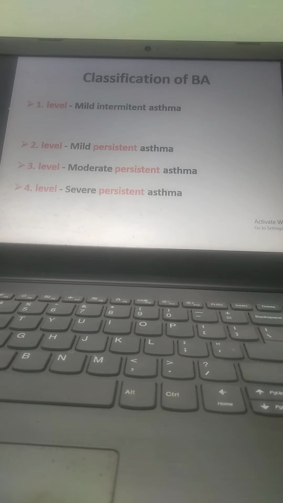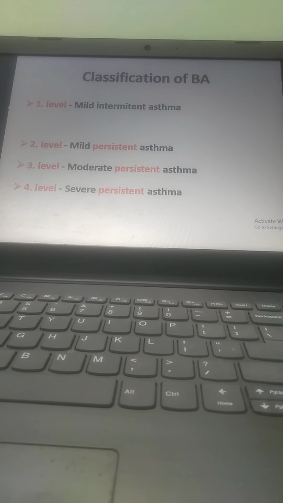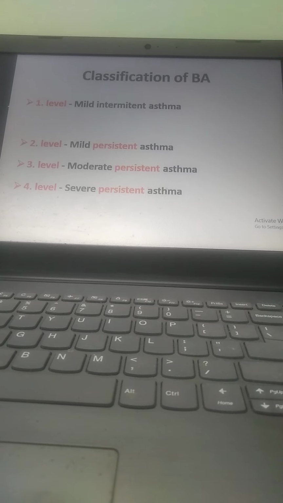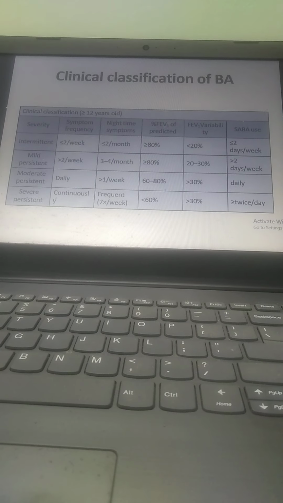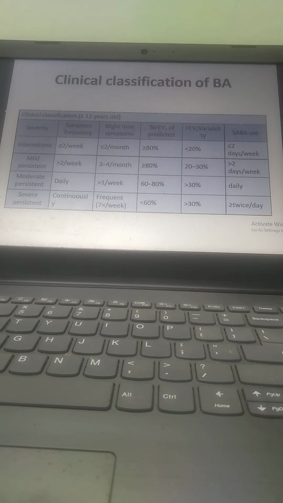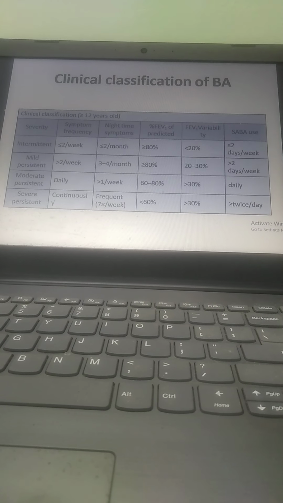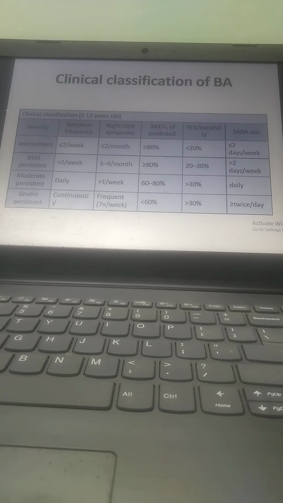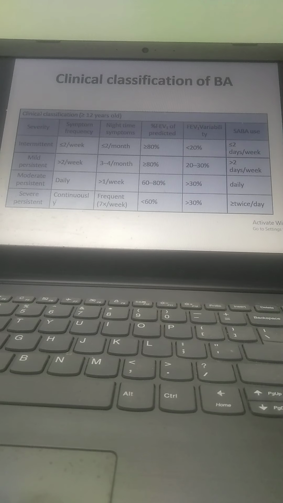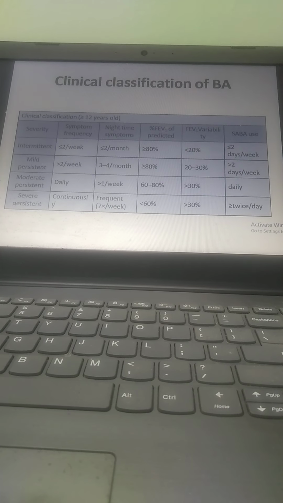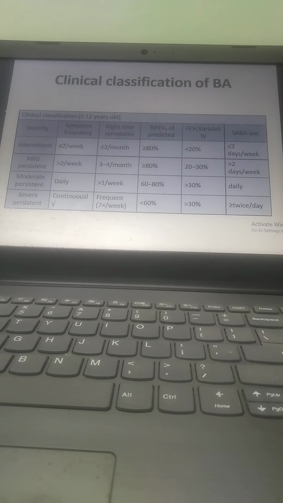Now, classification of bronchial asthma, we have 4 stages. We have mild intermittent asthma, mild persistent asthma, moderate persistent asthma, and severe persistent asthma. So these are the 4 levels of bronchial asthma. And then we have the clinical classification of bronchial asthma. We have severity: intermittent, mild persistent, moderate persistent, and severe persistent. So according to this, for those more than 12 years old, we have to look at symptom frequency. As you know, intermittent is equal to or less than 2 days per week, mild is more than 2 days per week, moderate persistent is daily, and it is a continuous process in the severe case.